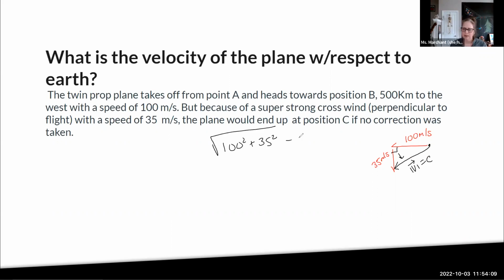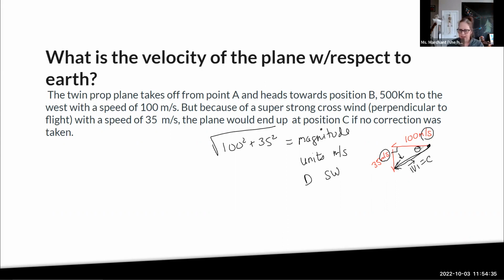That is going to give me what? The magnitude again. What's my units? Meters per second. Why? Because the other two are meters per second. If one was miles per hour, I would have to convert that so that we're talking about apples to apples. And direction. We are going to be going southwest.